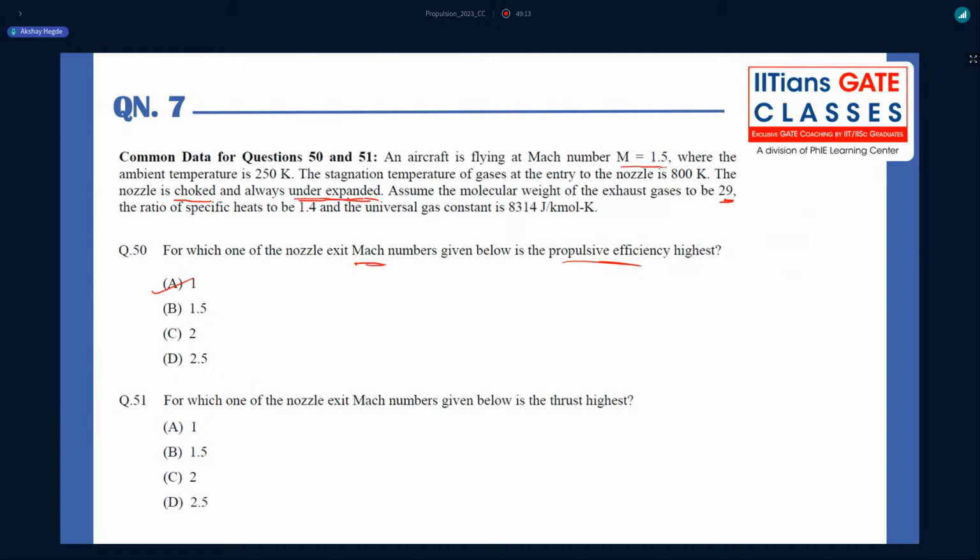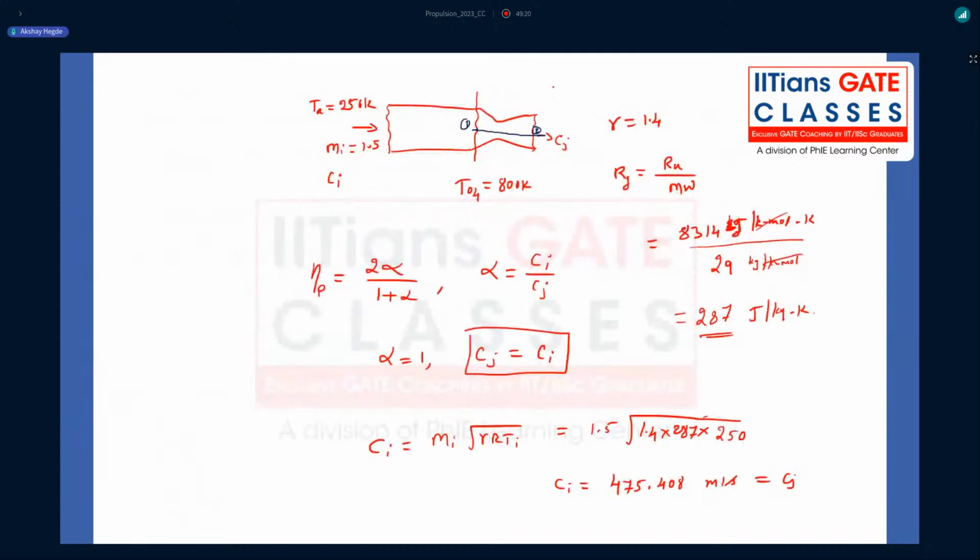What do we mean by under expanded? Come on, you guys studied it in your gas dynamics. What do we mean by an under expanded nozzle? That means the exit plane pressure of the nozzle is going to be higher than the back pressure, right? It is not fully expanded to a condition. There is still scope to expand, right?